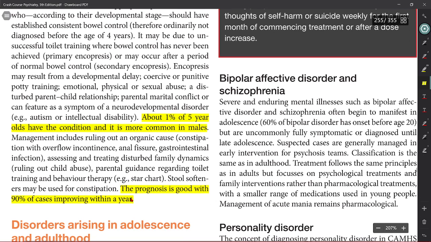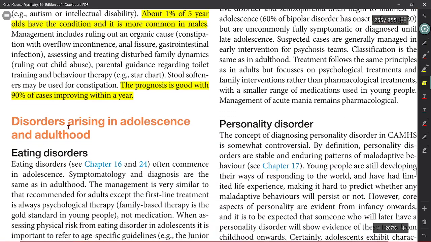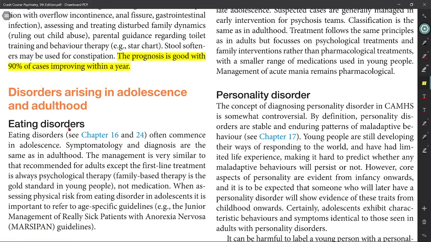This is good. Okay, we are done talking about elimination disorder. Let's talk about disorders arising in adolescence and adulthood, like eating disorders. Eating disorders, we've talked about these in chapters 16 and 24, often commence in adolescence. Symptomatology and diagnosis are the same as in adulthood. The management is very similar to that recommended for adults, except the first-line treatment is always psychological therapy.